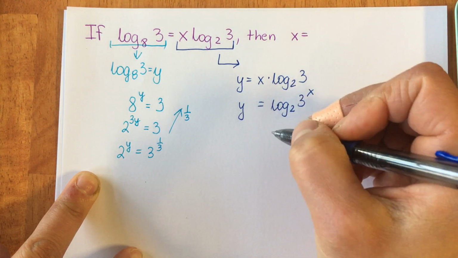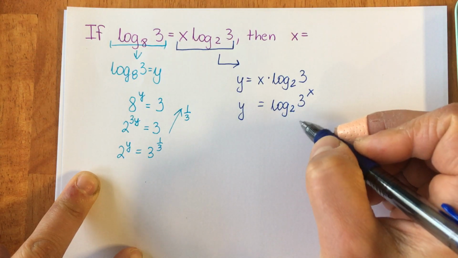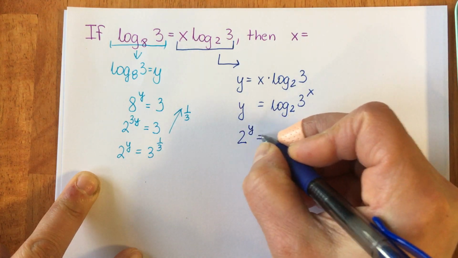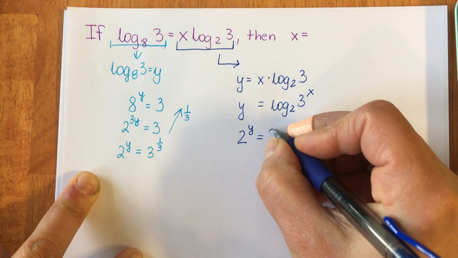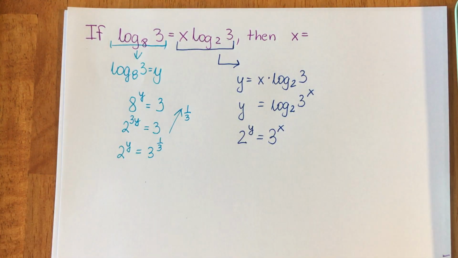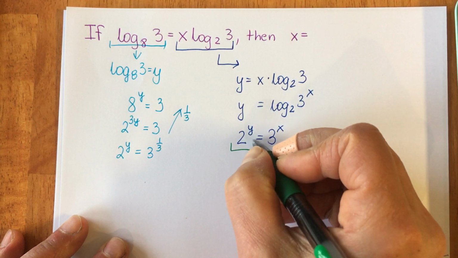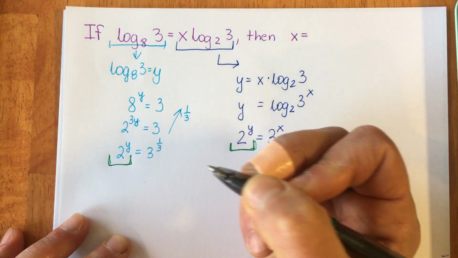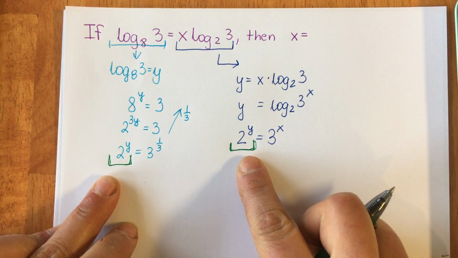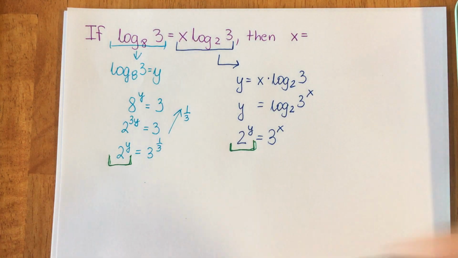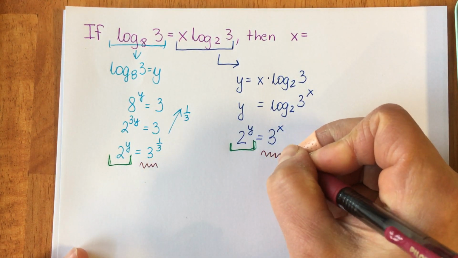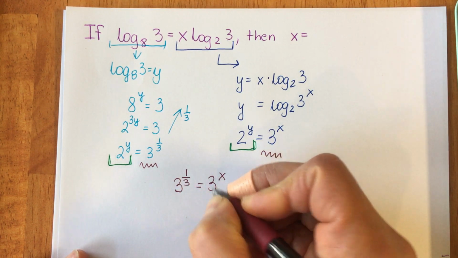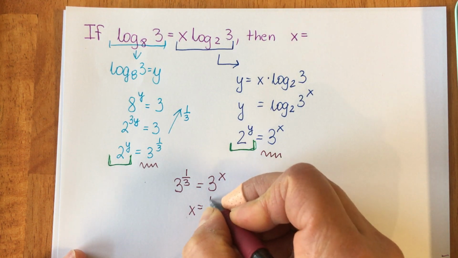Going farther from this, I can again get rid of the log and hope for the best. By the definition, I get 2 to the power of y is equivalent to 3 to the power of x. And look at this: I see what 2 to the power of y is equal to here, and I see what 2 to the power of y is equal to here. Because those two terms are equivalent, those two terms must be equivalent. So 3 to the power of 1/3 is equivalent to 3 to the power of x. So x is equal to 1/3.